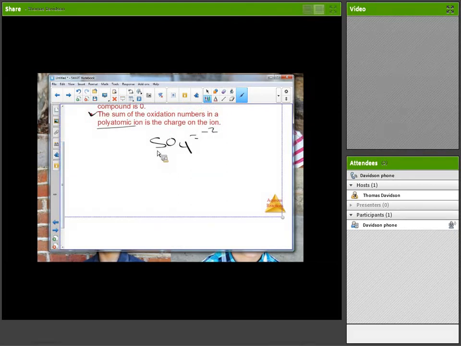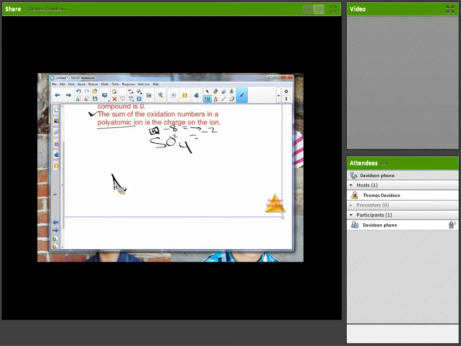All right, so S, there's not a rule that tells me about S, but there is a rule that tells me about O. What is it? That it's -2. To find S, this is what you do. You take 4 times -2. What's its total charge? -8. Something plus -8 equals -2. What's that something? It's a +6. So the oxidation number for sulfur in SO4 is a +6.